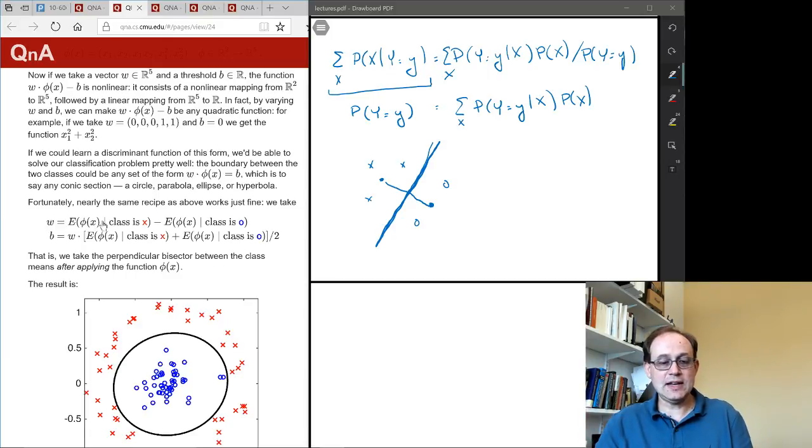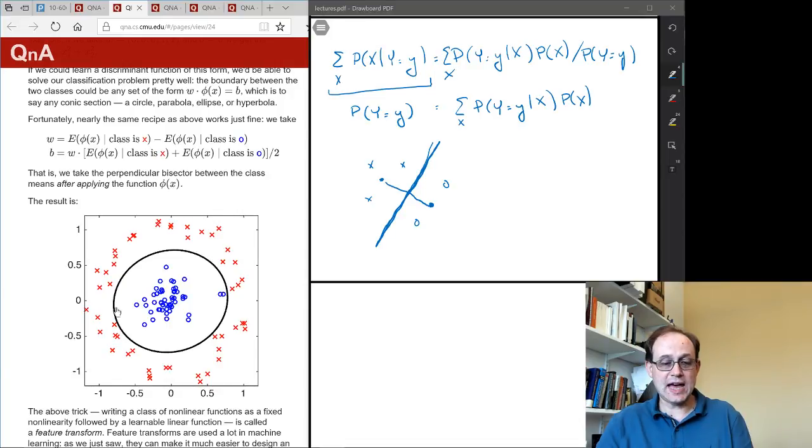And so if you compare this to the previous set of equations, the only thing we've done is we've replaced x by phi of x everywhere it appears, right? And so what we're doing here is we're taking the perpendicular bisector between the class means after applying the function phi of x. And if we do that for this particular data set, we get this result here, right? And as I said, that looks pretty darn good.